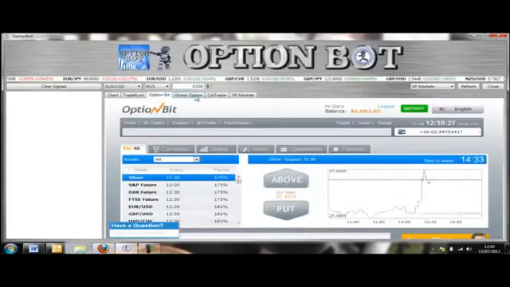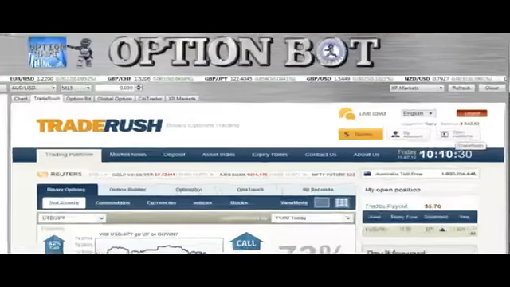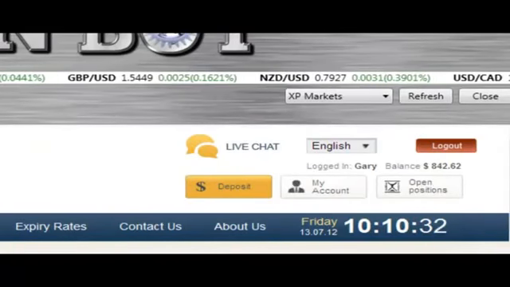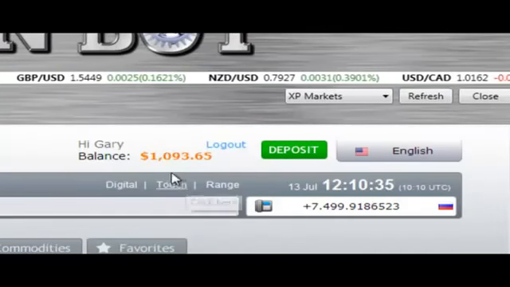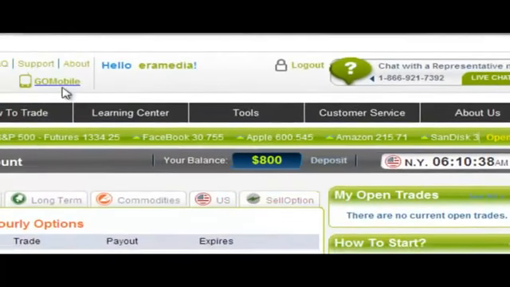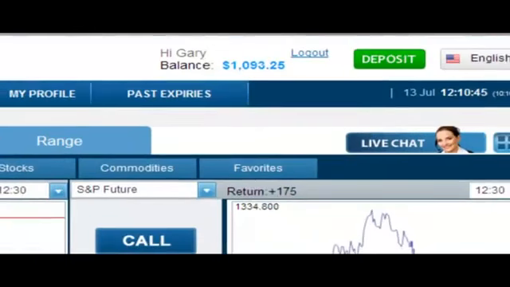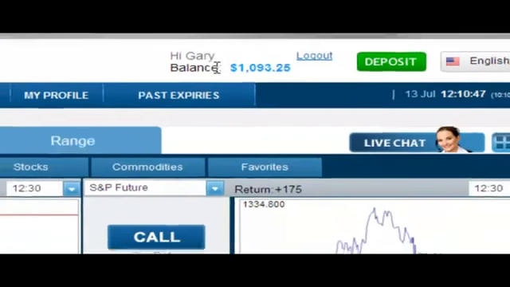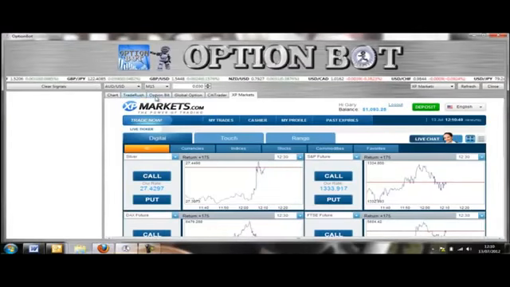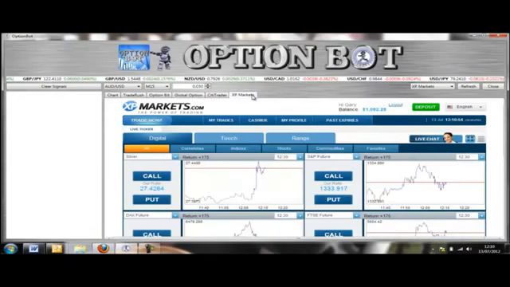And I have 5 platforms to trade on. As you can see, I have a balance of 842.62 with Trade Rush, a balance of 1,093.65 with Optionbot, a balance of $800 with Global Option, a balance of 735.30 with City Trader, and finally a balance of 1,093.25 with XP Markets. That's a total across all 5 platforms of 4,564.82 in my trading balance.